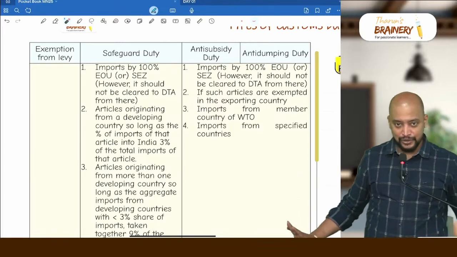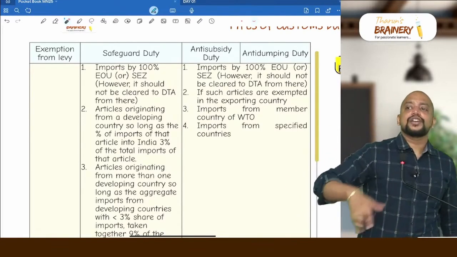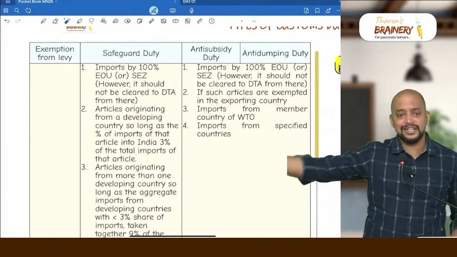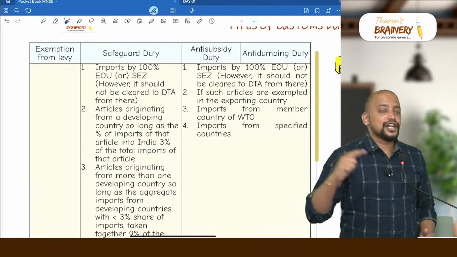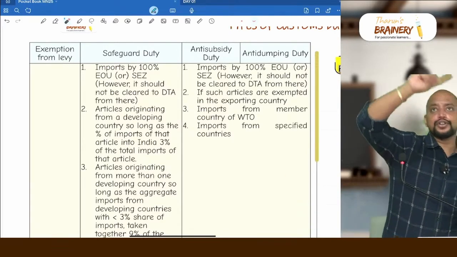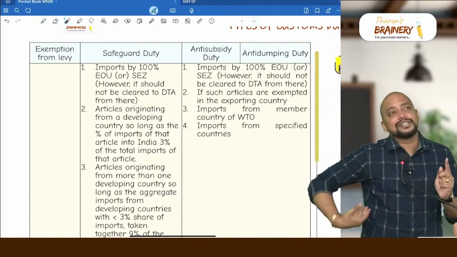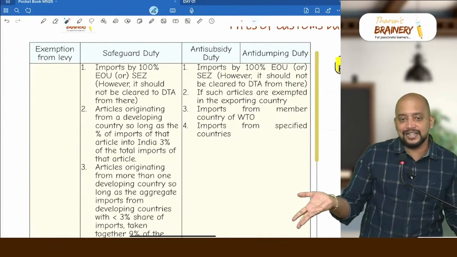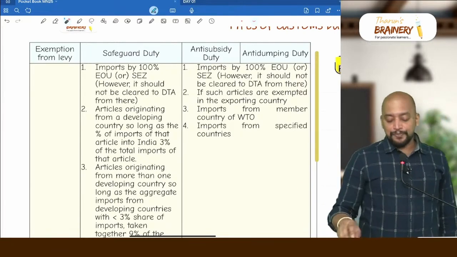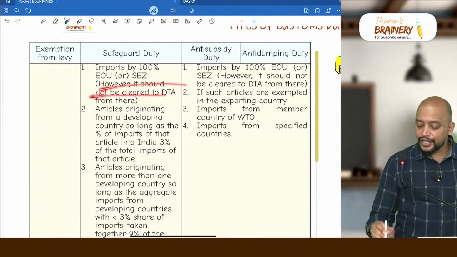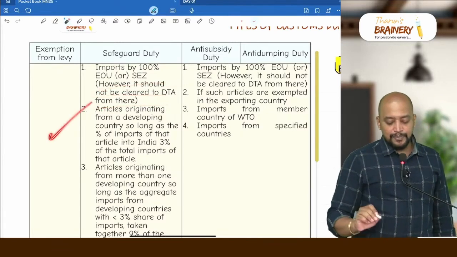Logically, any goods which are imported by an EOU or SEZ are exempt from payment of customs duty. We don't have to pay customs duty. So total customs duty includes even safeguard duty, anti-dumping duty, anti-subsidy duty. However, if you try to divert this by way of import into EOU, SEZ and then sell to the domestic tariff area, then we end up paying the customs duty. So it should not be cleared to DTA from there.